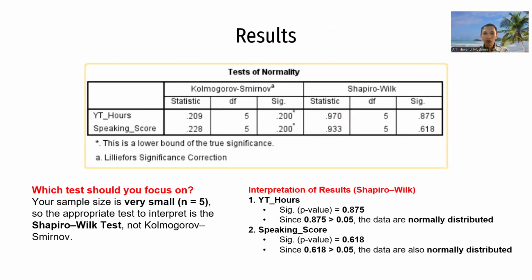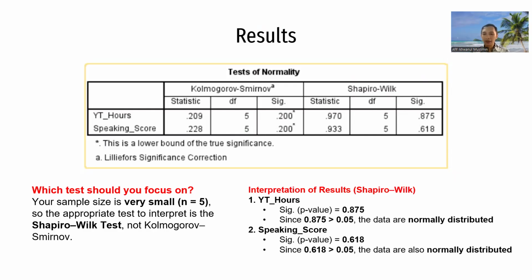This table shows 2 types of test results. The first one is Kolmogorov-Smirnov, and the second one is Shapiro-Wilk. So which one should you focus on? Your sample size is very small, that is only 5. So the appropriate test to interpret is the Shapiro-Wilk test, not Kolmogorov-Smirnov.